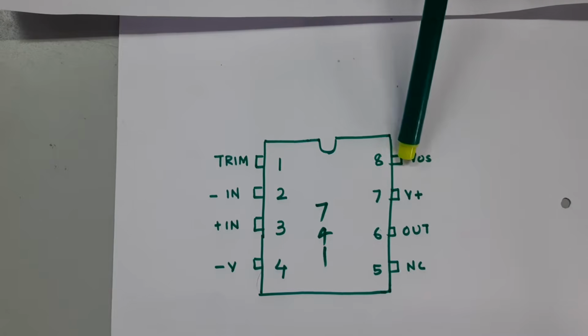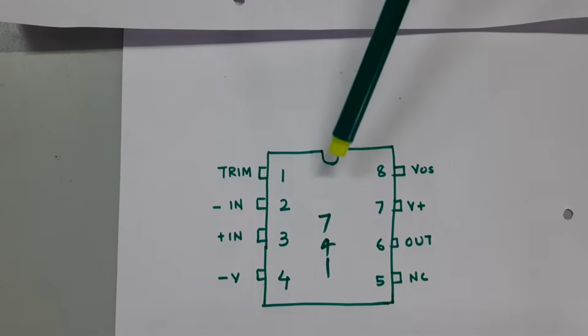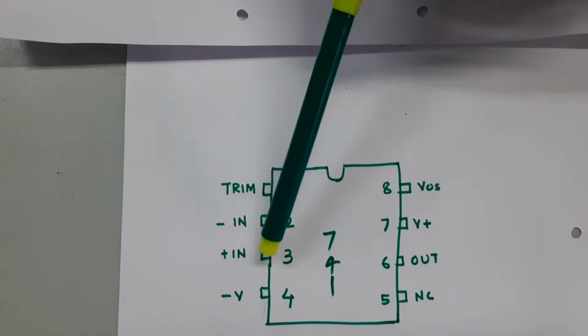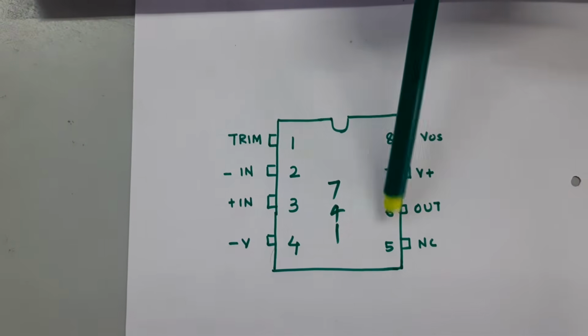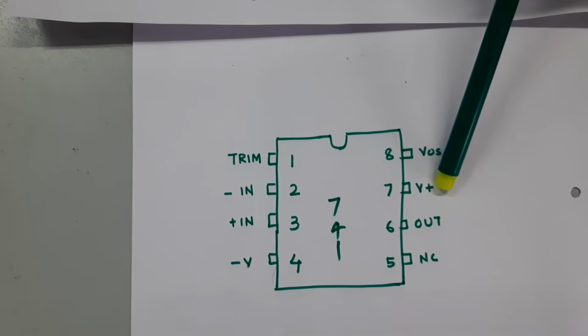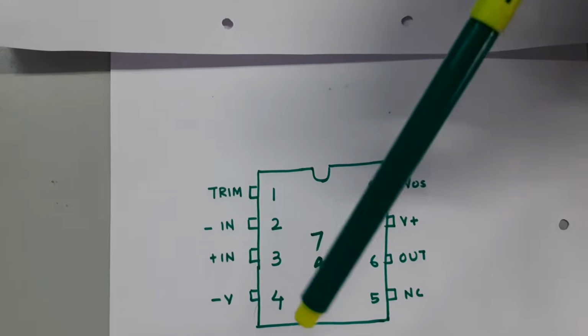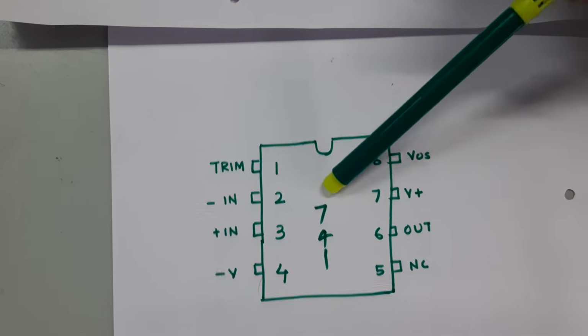And this is the offset voltage pin, which we do not require. So the pins we require are pin number 2, pin number 3, pin number 4, pin number 6 and pin number 7. Using these pins we have to construct the inverting amplifier and the non-inverting amplifier. So this is my pin description for IC 741.